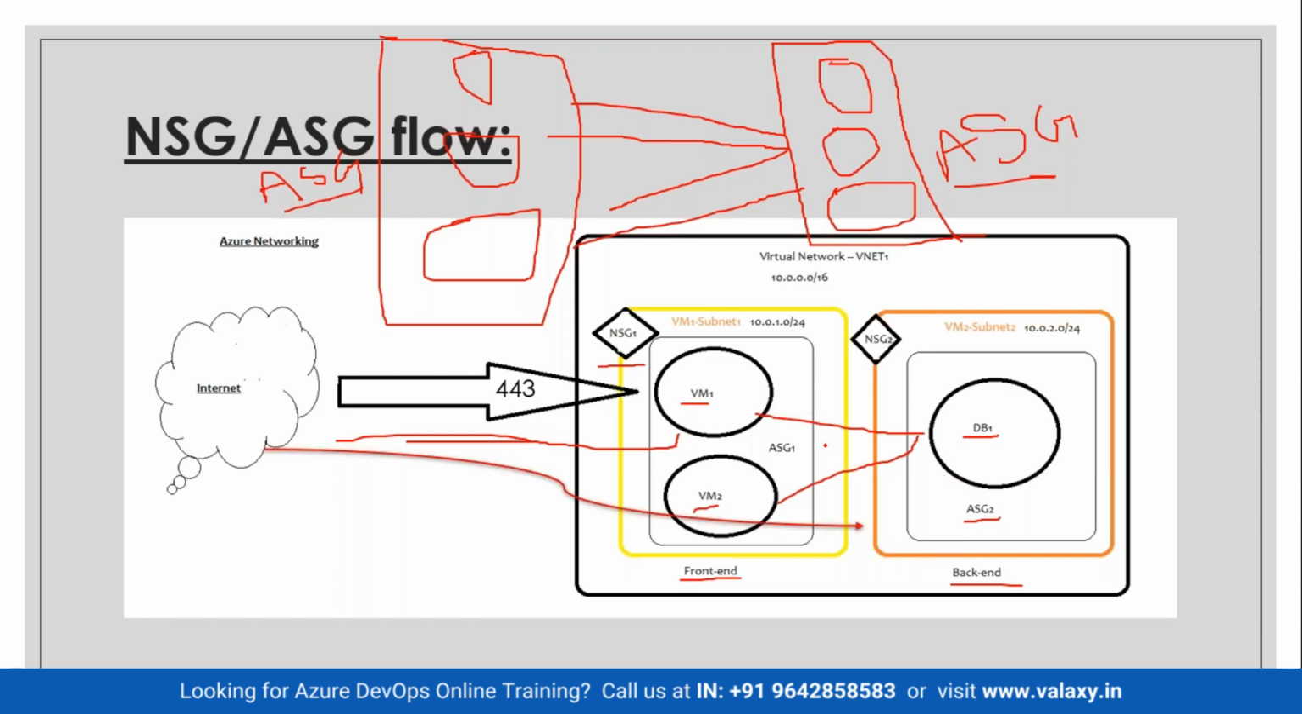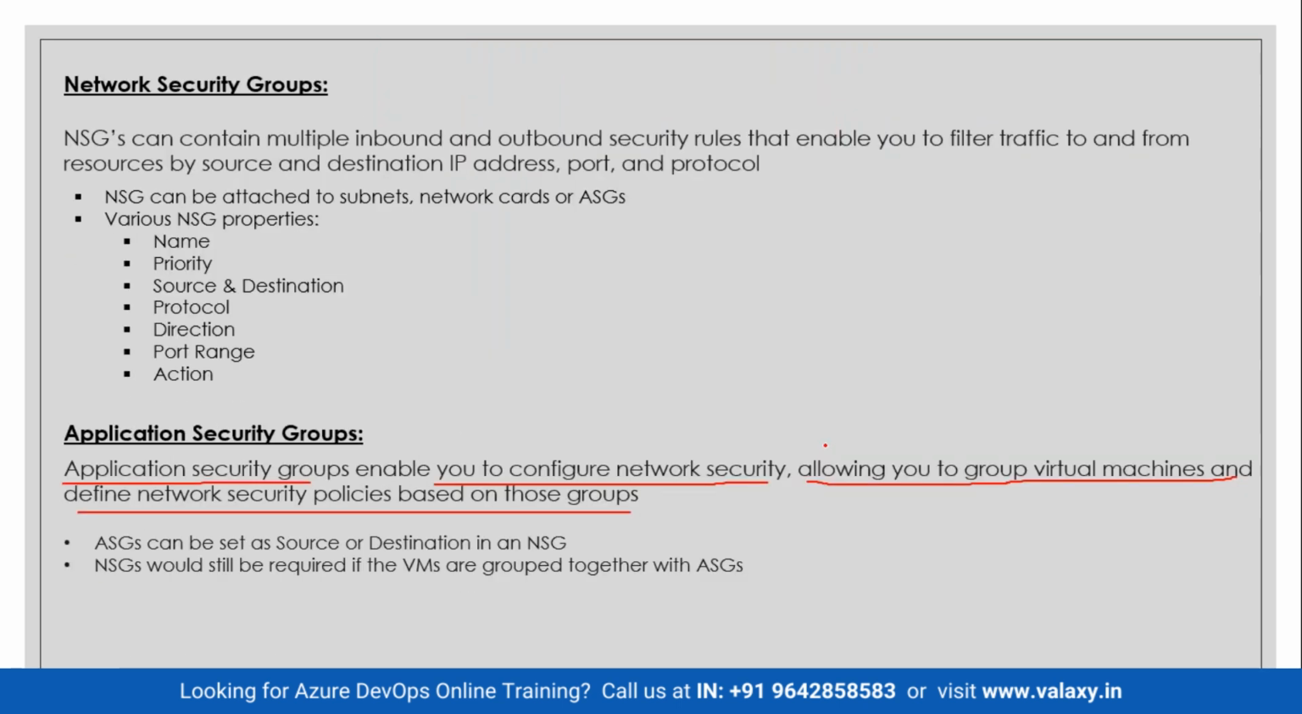Now let's go and read the definition again. Application security groups enable you to configure network security, allowing you to group virtual machines and define network security policy based on those groups. ASG can be set up as source or destination. NSG would still be required if the VMs are grouped together. So you will still require NSGs, guys.